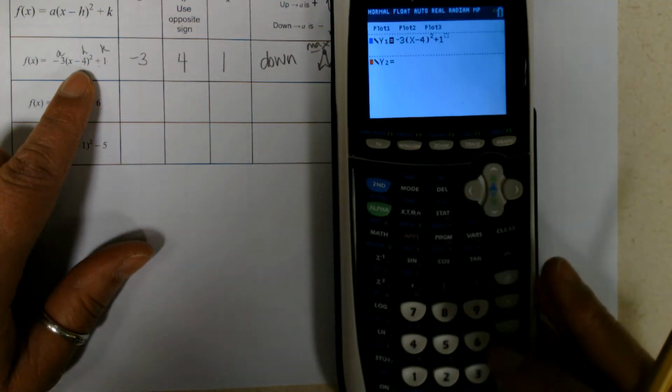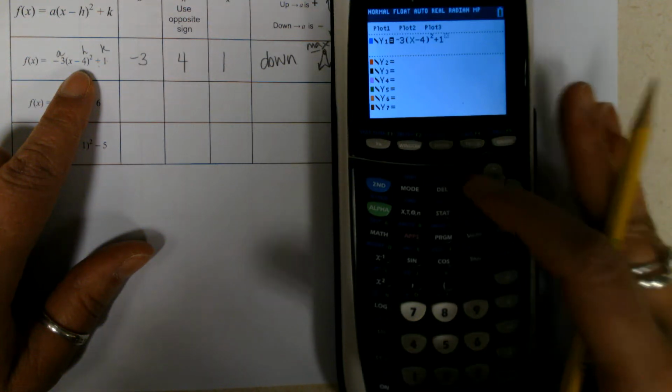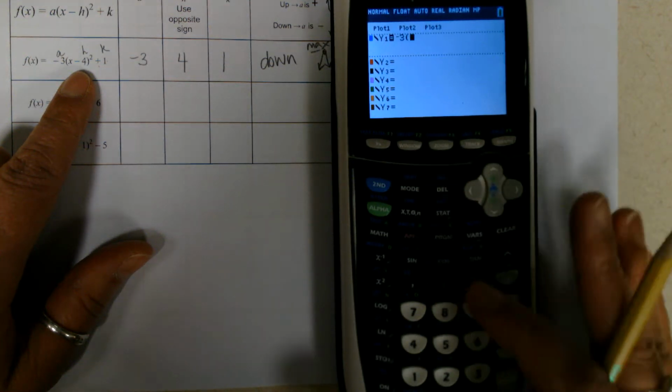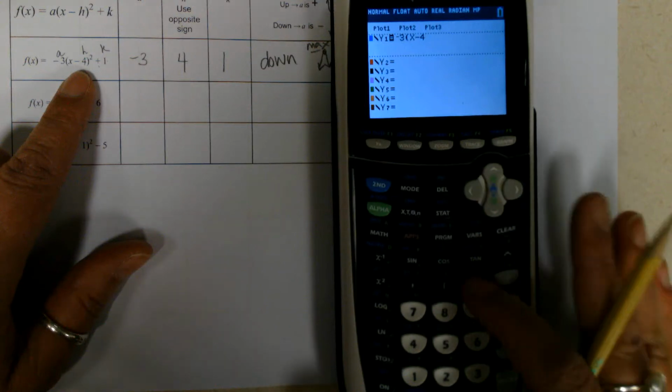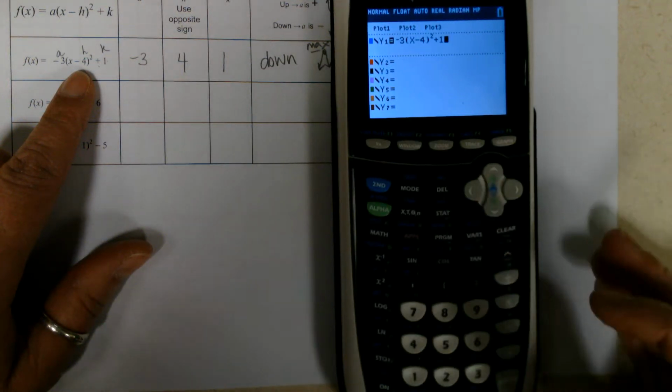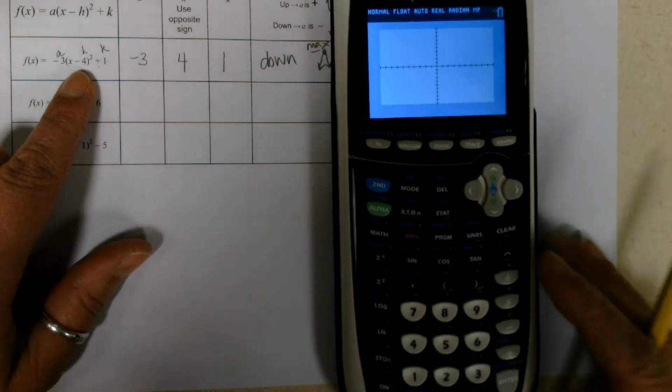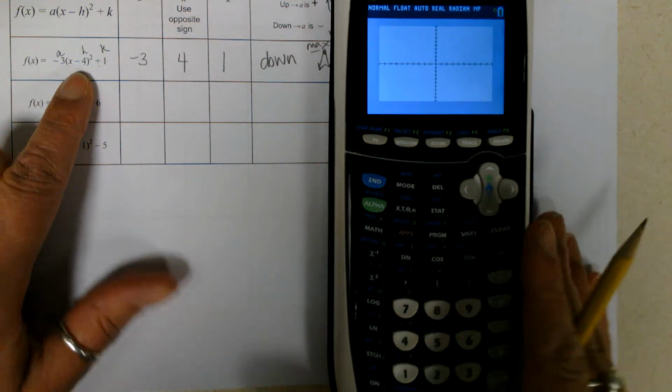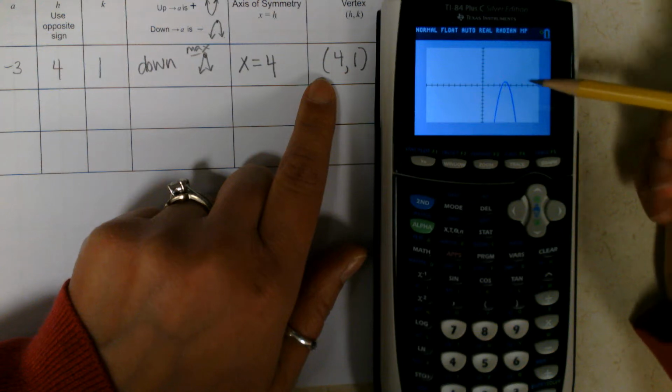Let me clear that out, -3 x minus 4. I hit the exponent button by accident. There we go. Now we can graph. What we should see is, it's thinking. There we go.